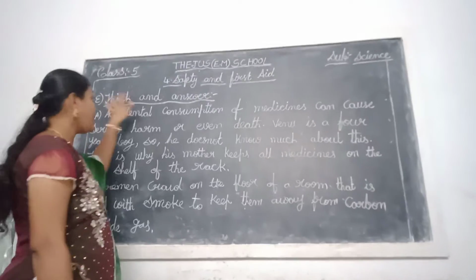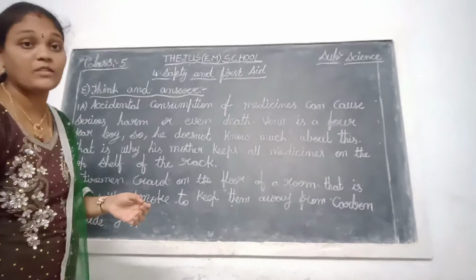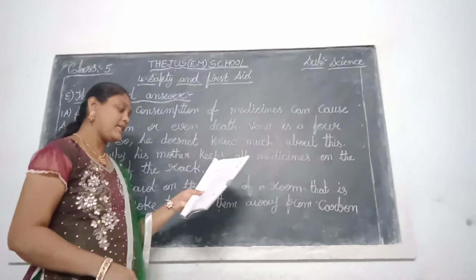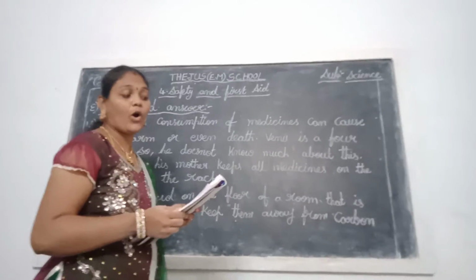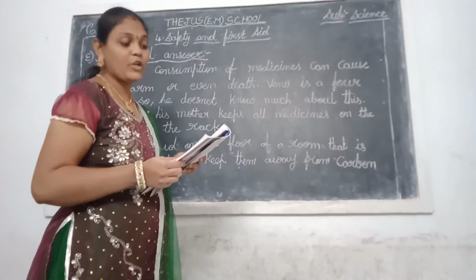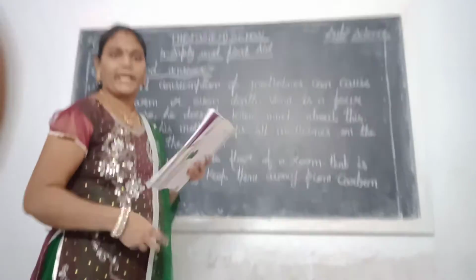Okay, there are Think and Answer questions. That means higher-order thinking questions, you know, children? See the first question. Venu is a 4-year-old boy. His mother keeps all medicines on the top shelf of the rack. Why? See.